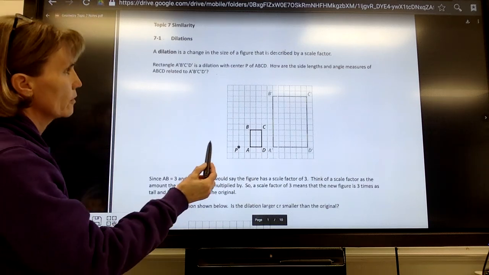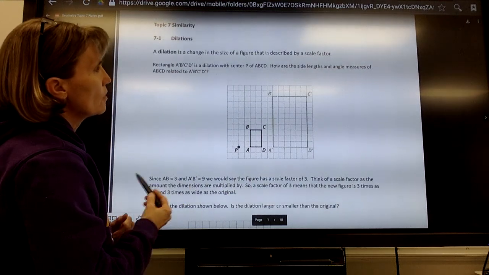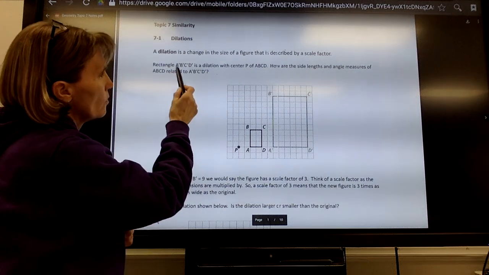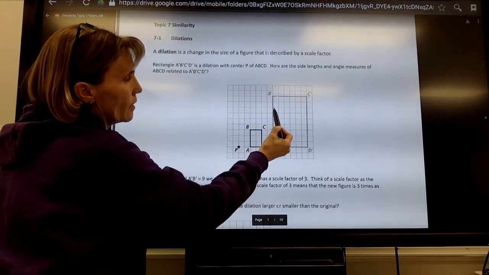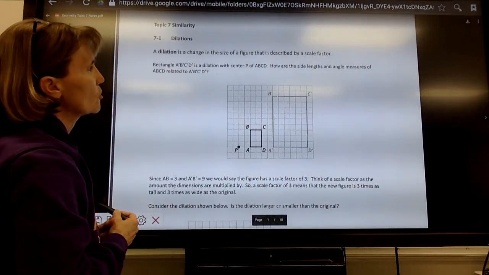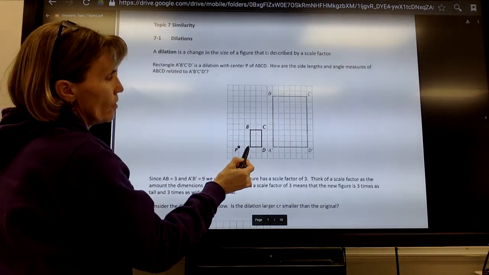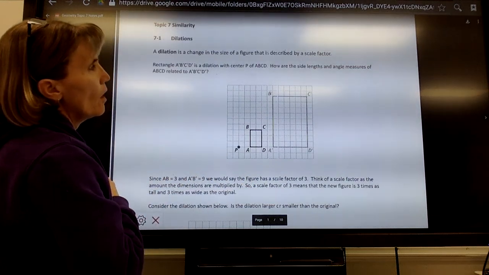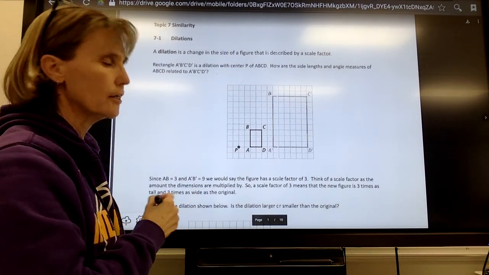So we have a rectangle here that's A, B, C, D. It is a dilation, with the little apostrophes with it, that's the dilation. So you can see this is the dilation, it's a bigger figure. It's got the little marks by the letters, that's the dilation. It's a dilation of this figure, A, B, C, D, with the center of P, so it's in reference to P. How are the side lengths and the angle measures of A, B, C, D related to its dilation?